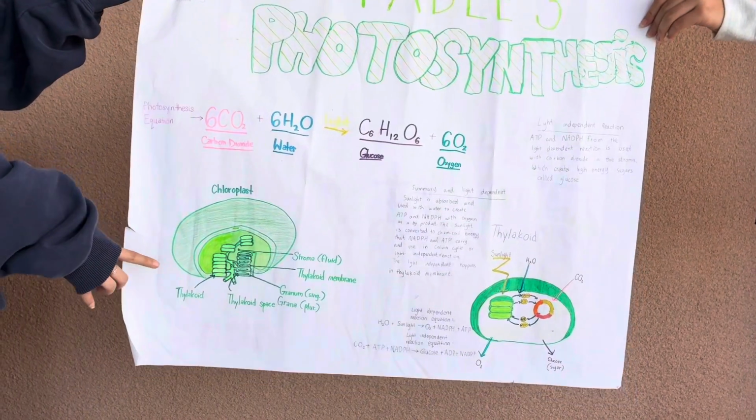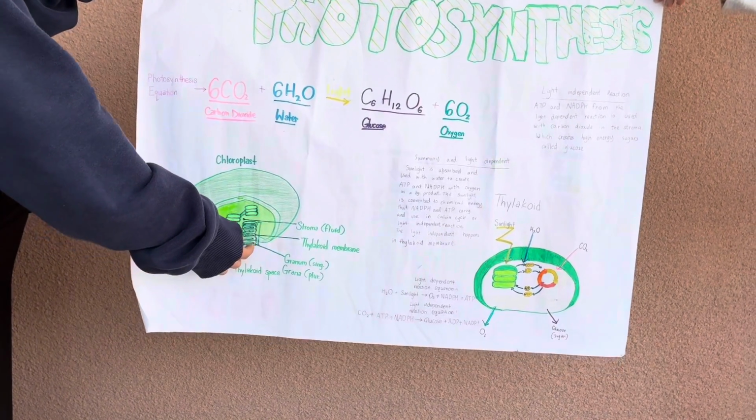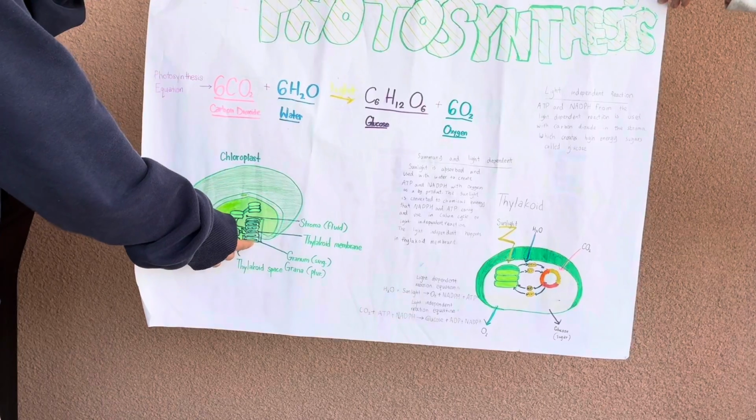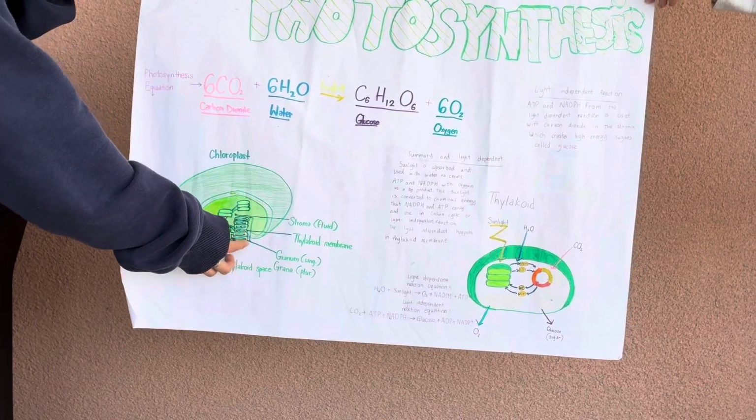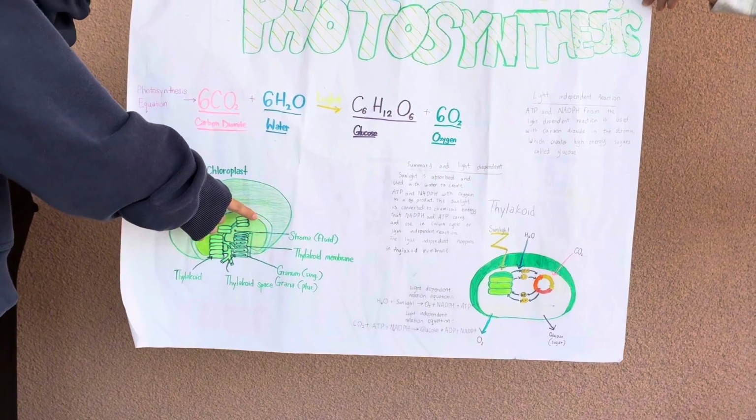This is the diagram for the chloroplast. This is the thylakoid. Inside the thylakoid space, one is a granum, and multiple are grana. And this is the thylakoid membrane, and inside is the stroma, which is the fluid part.